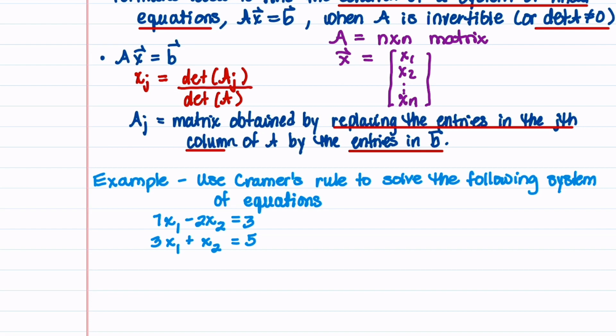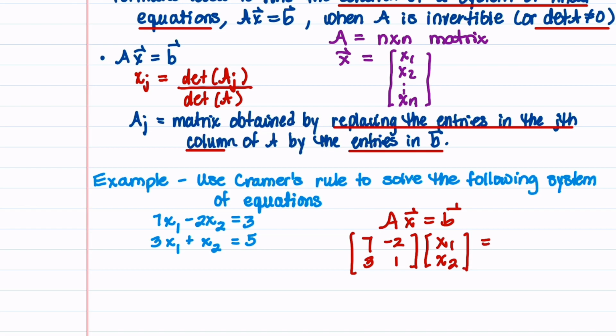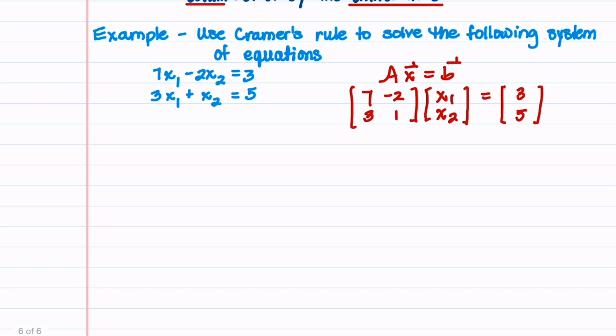In our example, we have a system of linear equations, two unknowns. To begin, let's write this down in terms of A, X, and B. We're going to say A times X is equal to B. So our A is going to be 7, 3, minus 2, 1. Our X, we'll just remind ourselves, is X1, X2. That's what we're solving for. And then our B is our right-hand side, which is 3, 5. Now we're ready to go.